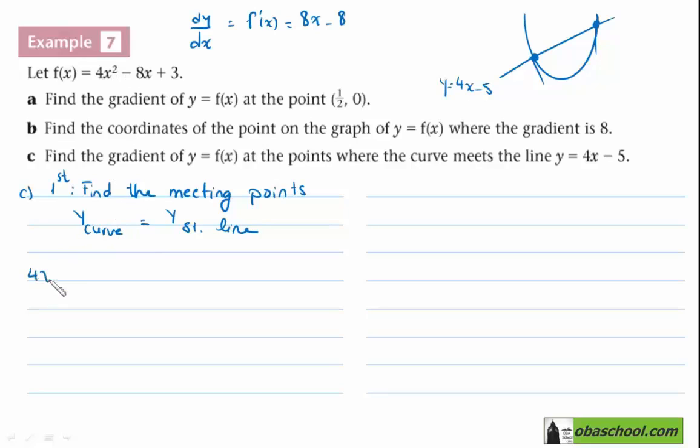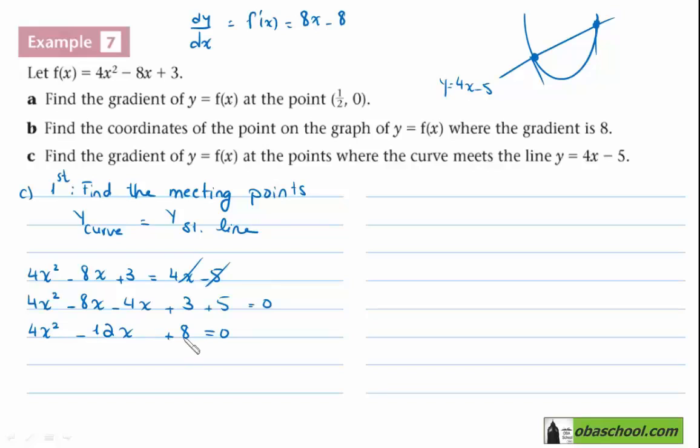Now we do direct substitution. 4x squared minus 8x plus 3 equal to 4x minus 5. Now we can move 4x minus 5 to the first side and change the signs. Thus we have 4x squared minus 8x plus 3 and plus 5, it's plus 8. 4x is going to be minus 4x, so equal to 0. This is equal to 4x squared minus 8x minus 4x is minus 12x plus 8 equal to 0.